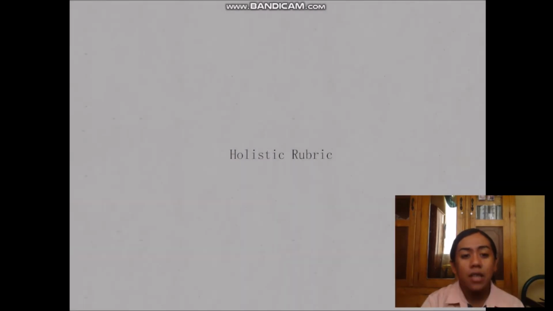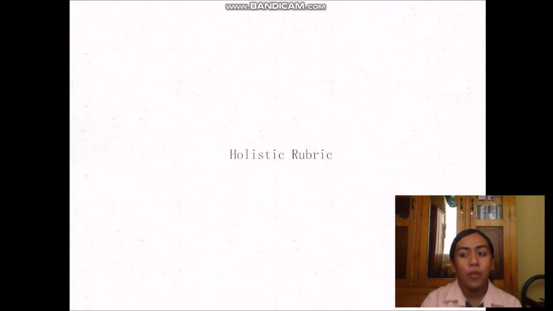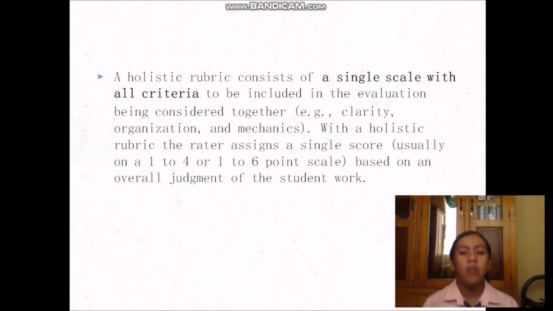So now let's proceed to the next type of rubric, which is the holistic rubric. A holistic rubric consists of a single scale with all criteria to be included in the evaluation being considered together. Example, clarity, organization, and mechanics. With a holistic rubric, a rater assigns a single score, usually on a 1 to 4 or 1 to 6 point scale based on the overall judgment of the student's work.